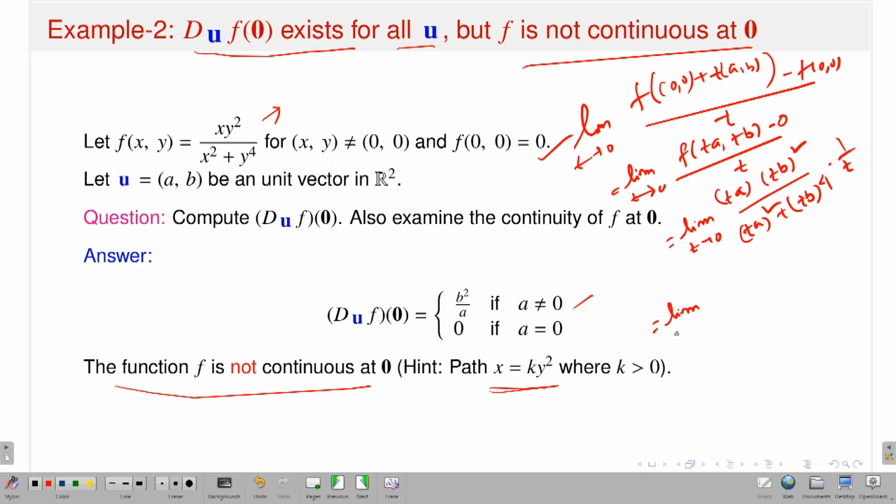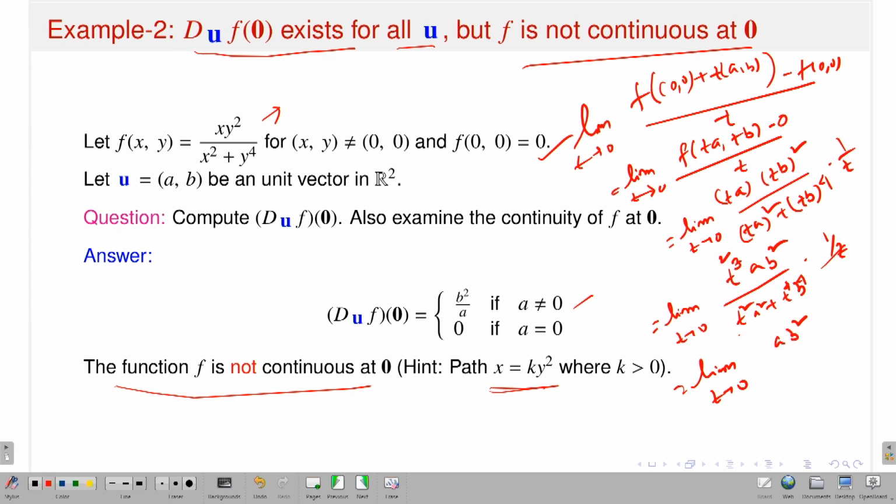So limit t approaches to 0, that means how many t's? It means t cube will come out, you will have a b square divided by t square a square plus t to the 4 b to the 4, times 1 by t. What is this? This is limit t approaches to 0. Now 1 t gets cancelled, that means this should be power 2, and t square will come out from the denominator. So what will remain?